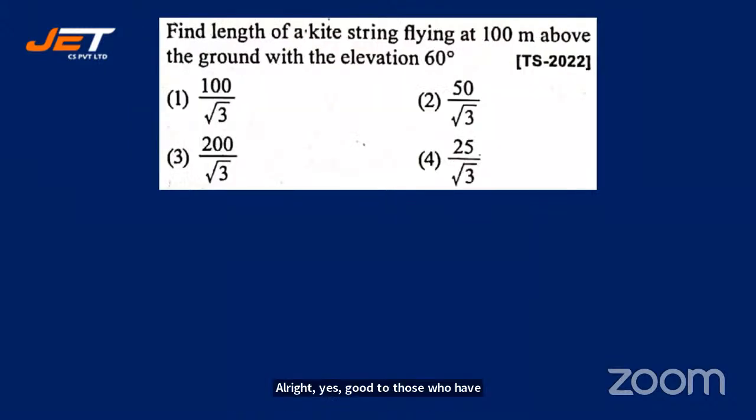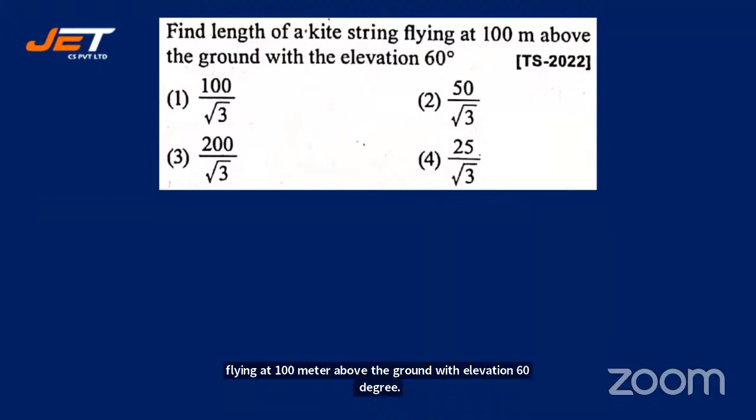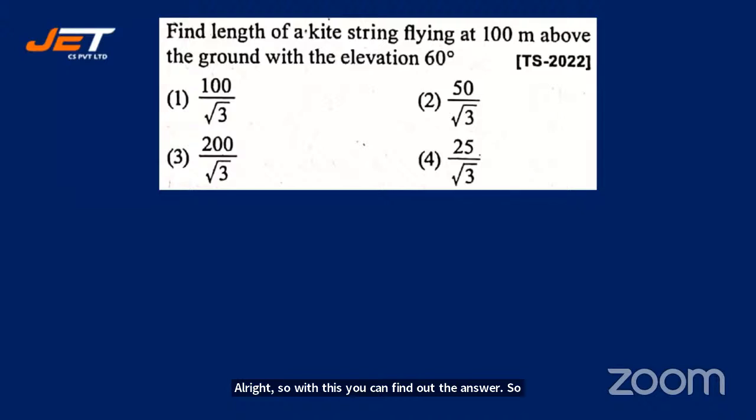See the next question. Find the length of a kite string flying at 100 meter above the ground with the elevation 60 degree. All right. Yes. So with this, you can find out the answer. So I can give you a clue. It deals with the hypotenuse and the opposite side. So opposite side by hypotenuse is nothing but sine. Okay. So use sine here.